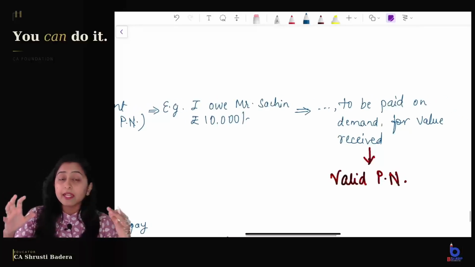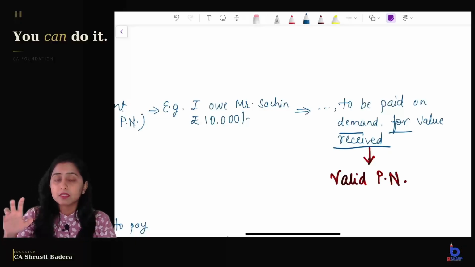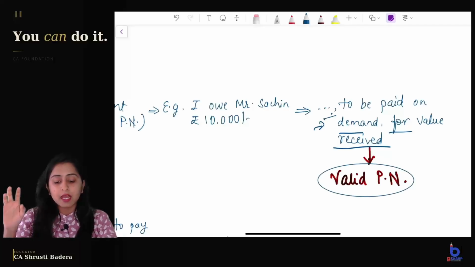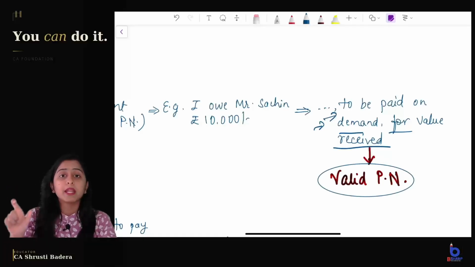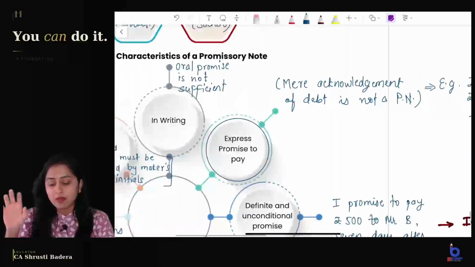If I write, I owe Mr. Sachin rupees 10,000 to be paid on demand for value received, now this becomes something like a promissory note, right? So it is a valid promissory note because here I am promising to pay. I am writing to be paid on demand, right? But mere acknowledgement would not mean that it is a valid promissory note.